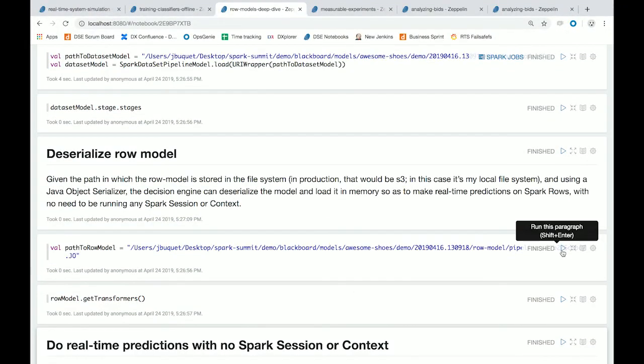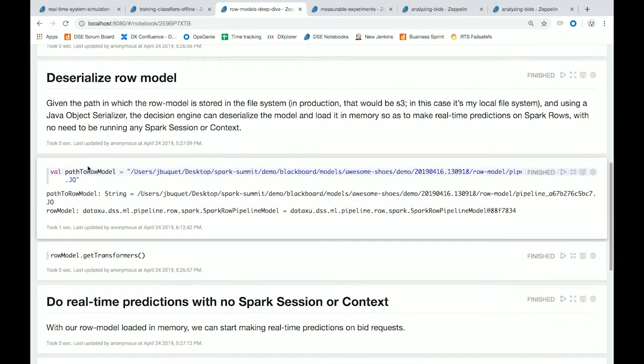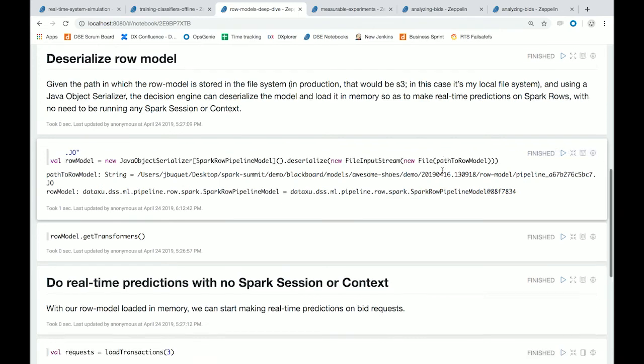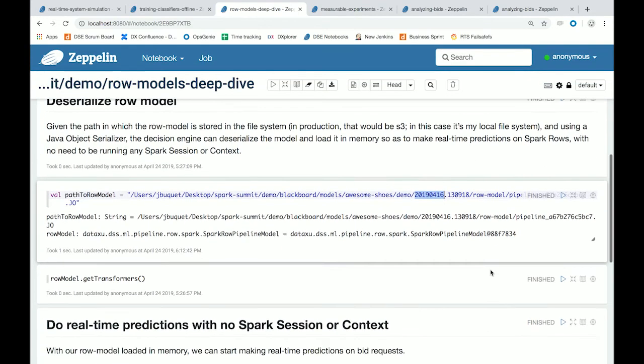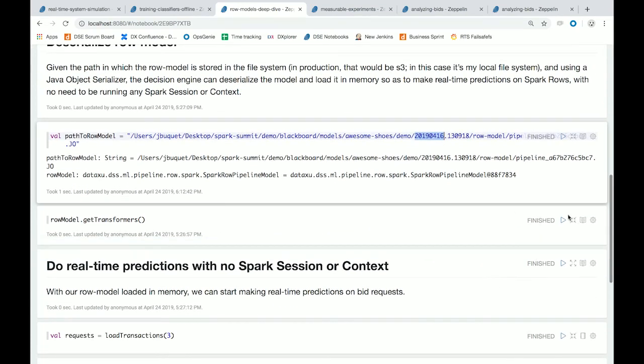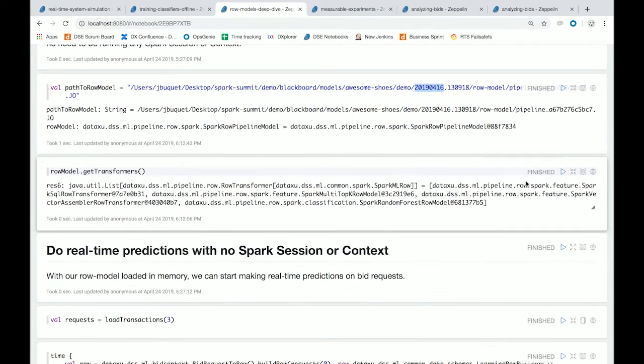I can show you here that I can deserialize my raw model from my Blackboard, and this is exactly what the real-time decision engine is doing, and this triggers no Spark job because there's no Spark context here. I can show you that it has exactly the same stages that we define: a SQL transformer, a top K, a vector assembler, and last the random forest.